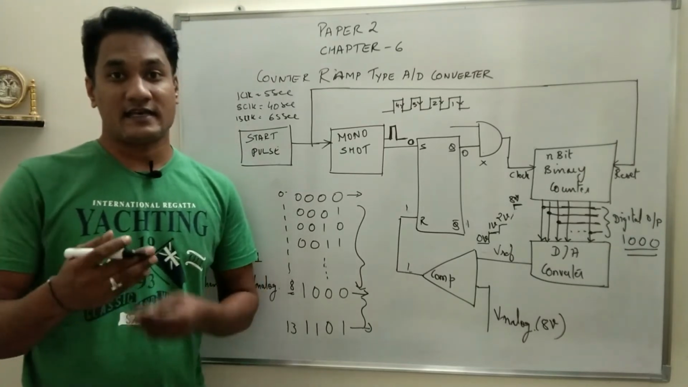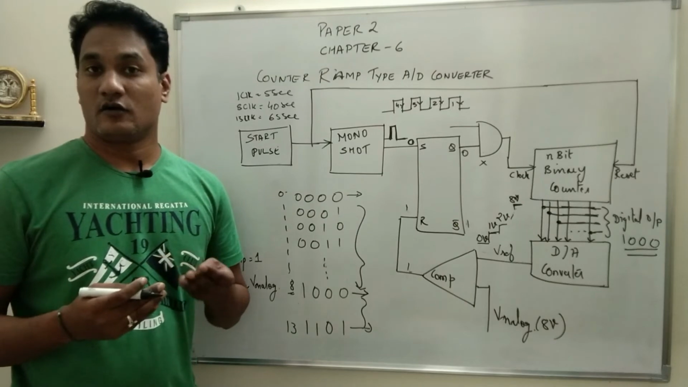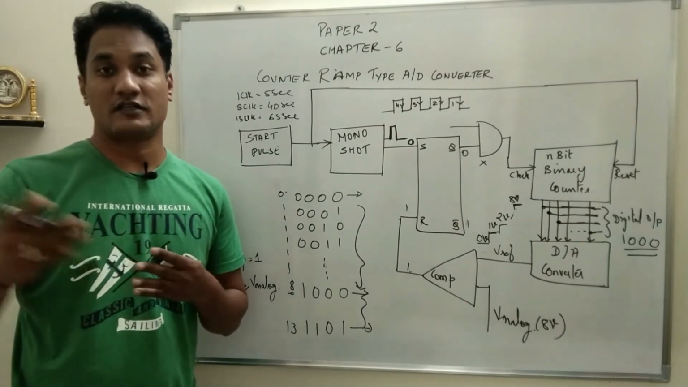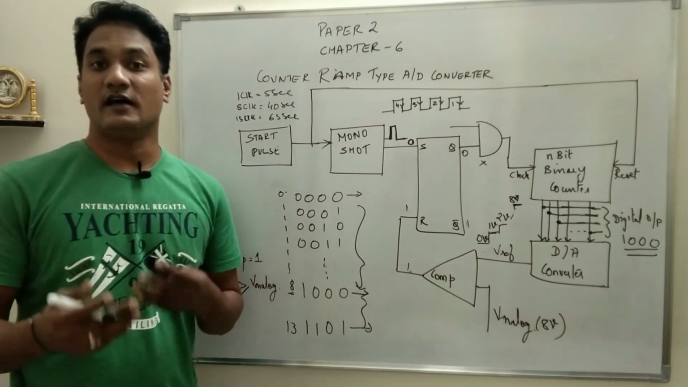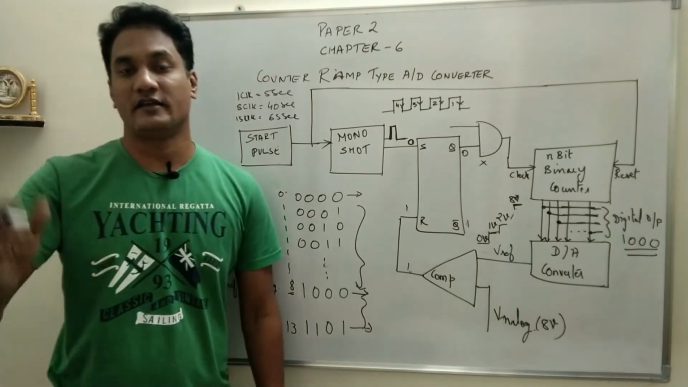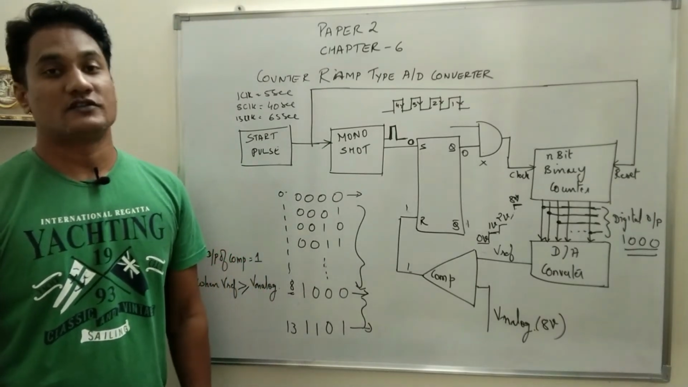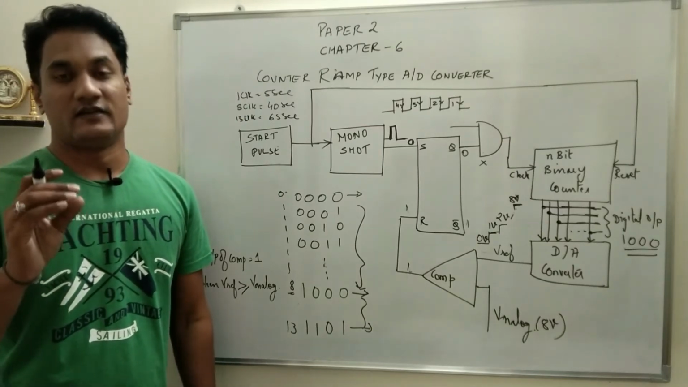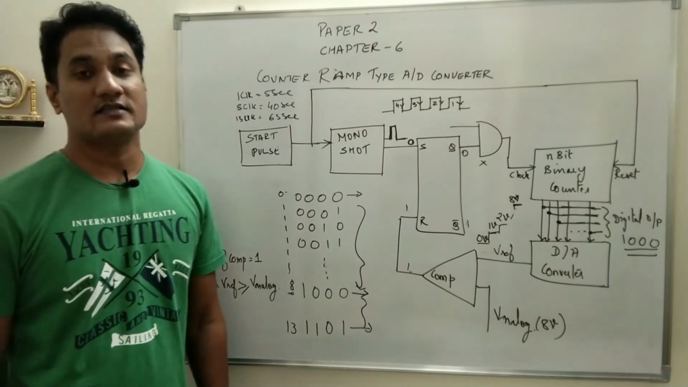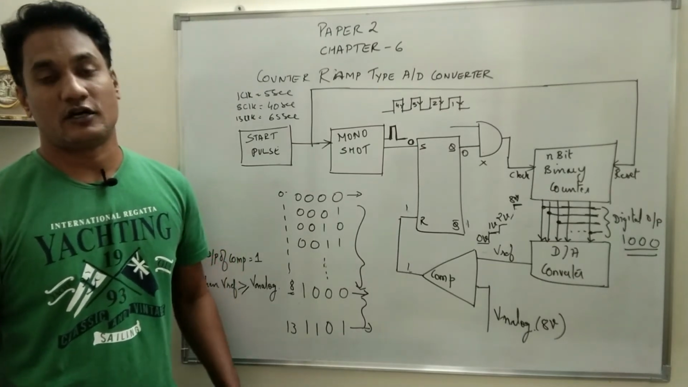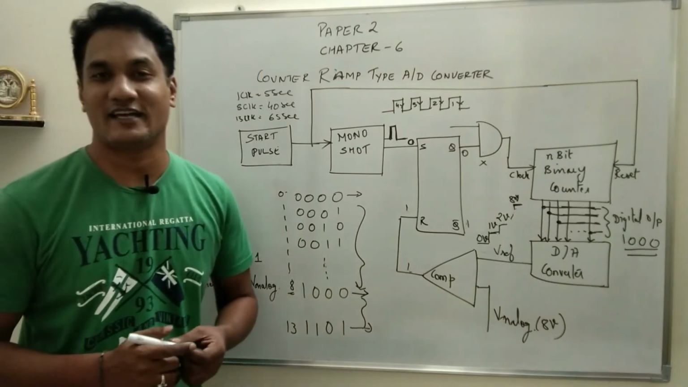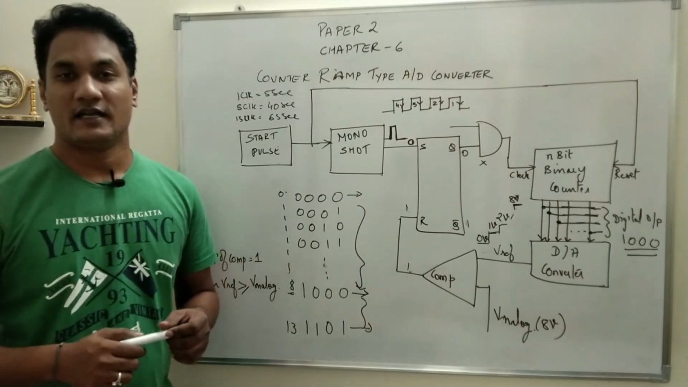So what you can see is as I am increasing the analog voltage, the conversion time increases with that value. Slower will be the rate of response. So that is the disadvantage of the circuit. As you keep on increasing the analog voltage, the response time of the circuit becomes slower to give the final value. So this disadvantage can be overcome by one more circuit called successive approximation type A to D converter, which we'll see in the next video.